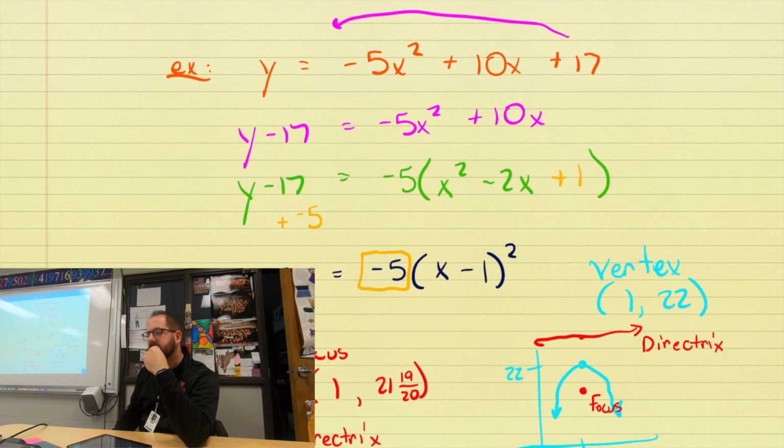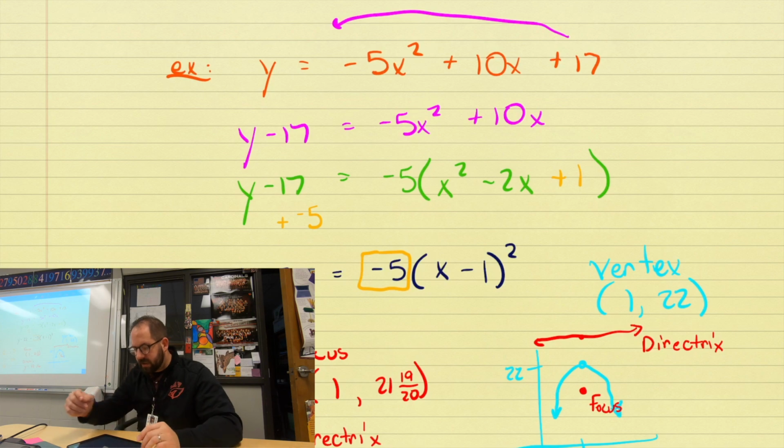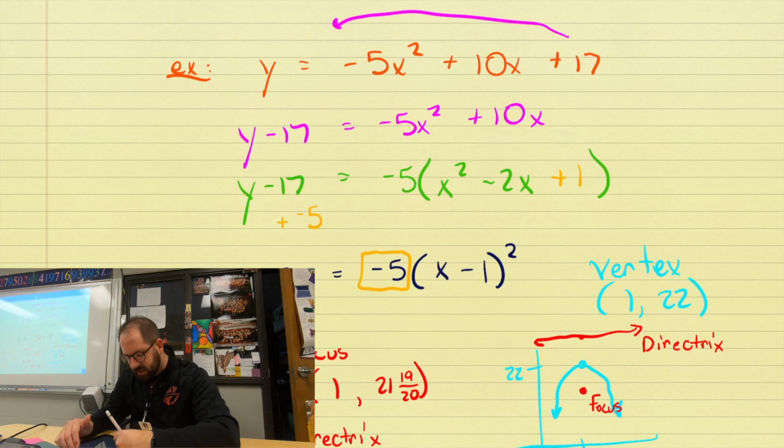Mr. Ward, how do you find the focus? The focus is always up or down from the vertex. So if you know where the vertex was, it was the coordinate from when we did the completing the square process, the 1 and the 22, right? I just don't know how you're getting the fraction, the 1/4c part, at the end of the focus, like how you're getting 19/20.